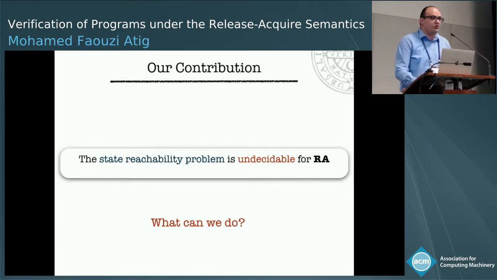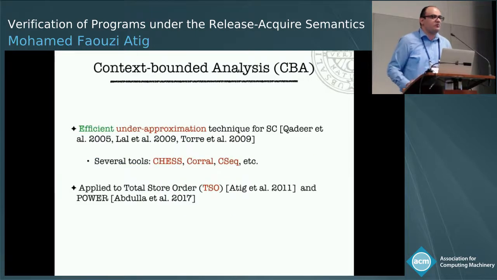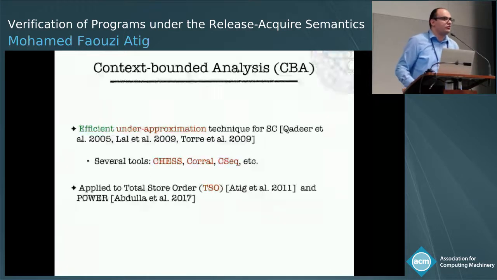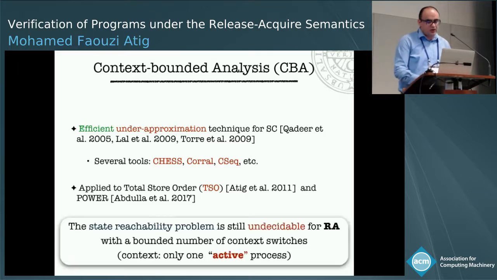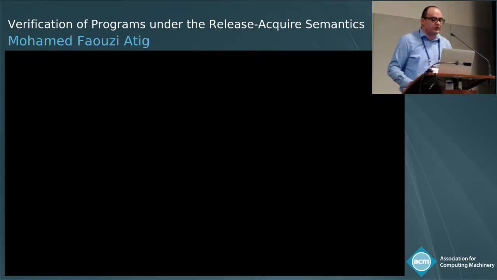So then what can we do? There is this bounded context analysis, which has been proposed by Shaz Qadeer and Jakob Rehof in 2005. The idea there is just to analyze runs which can be split into a bounded number of contexts, where in each context there is only one active process. We tried to adapt this definition to release acquire, but our proof still goes through, and we still have undecidability for this bounded context switch. So then we try to find a better under-approximation.